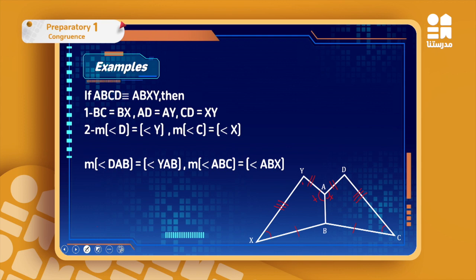The last one, the measurement of ABC, this one, put dot, is congruent with angle ABX. So if I know one from them, I know immediately the corresponding angles in the other polygon.